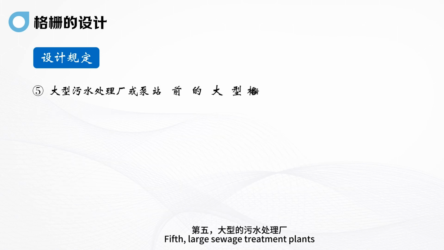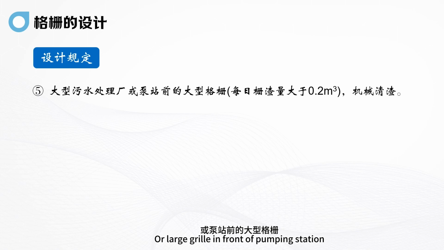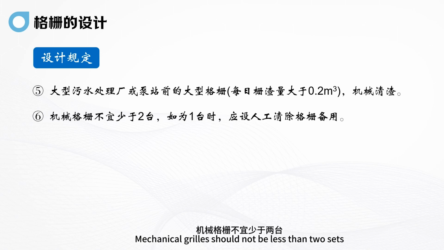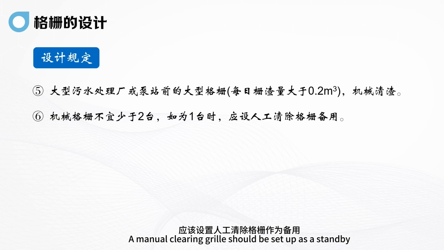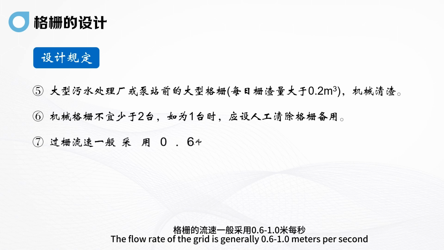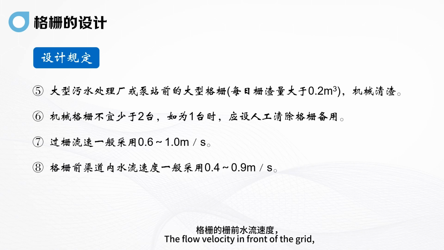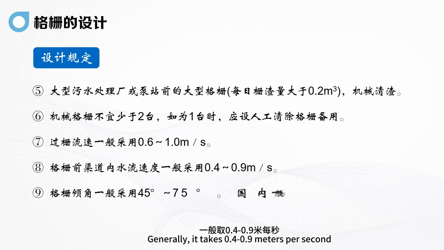Fifth, for large sewage treatment plants, or a large grill in front of a pumping station, mechanical grills are generally used. Mechanical grills should not be less than 2 sets. If there is only one, a manual clearing grill should be set up as a standby. The flow rate of the grid is generally 0.6 to 1.0 meters per second. The flow velocity in front of the grid generally takes 0.4 to 0.9 meters per second.